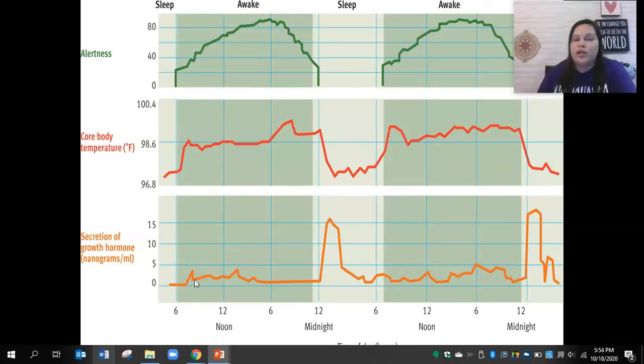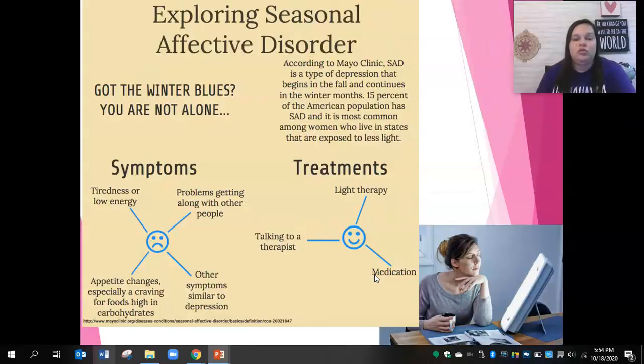So when our brain signals, our hypothalamus signals to our pituitary gland in the middle of the night to release growth hormones. So this is especially important in children and younger children, of why sleep is so important. And that's because that's when growth hormones are released. You sleep and then you grow.